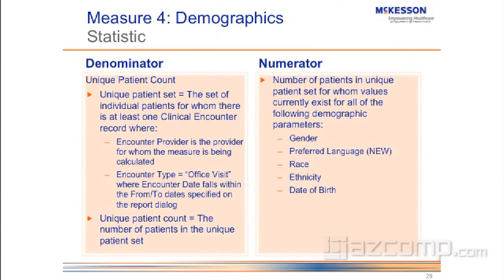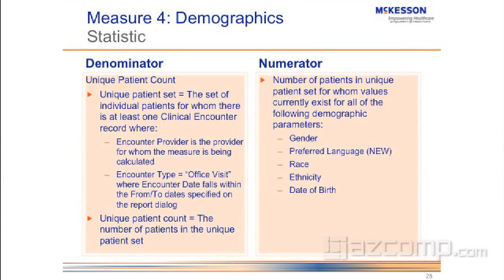Here's the denominator for this one. The set of individual patients for whom there is at least one clinical encounter, so that's where we get the patient seen. This is what a clinical encounter is. The encounter provider is the provider for whom the measure is being calculated, of course. The office visit where the encounter date falls. I told you I got dyslexia here. And then unique patient count, where you can actually do the patients that are seen.